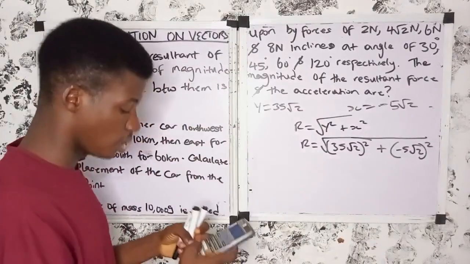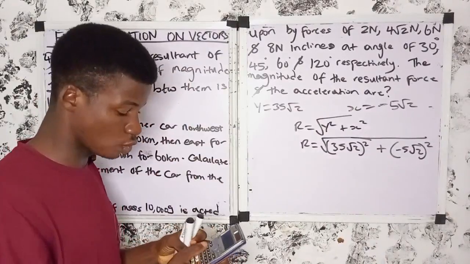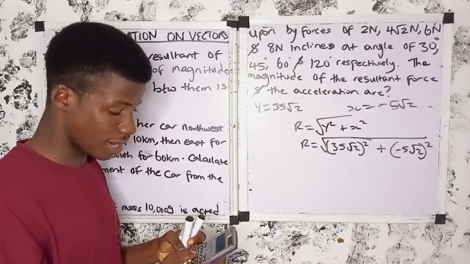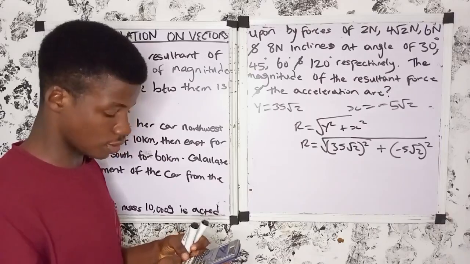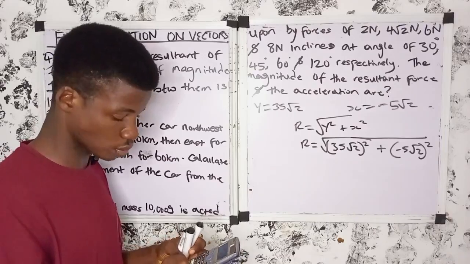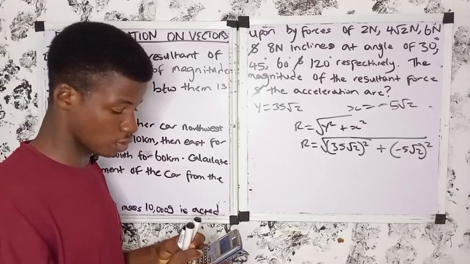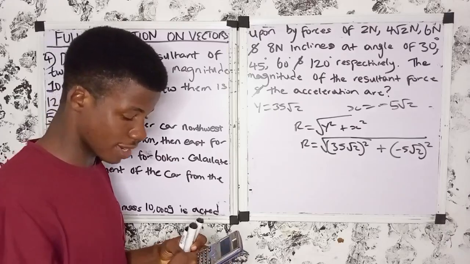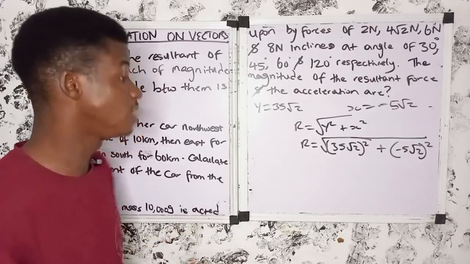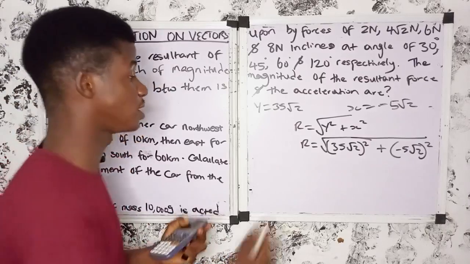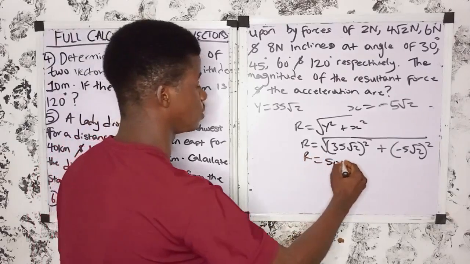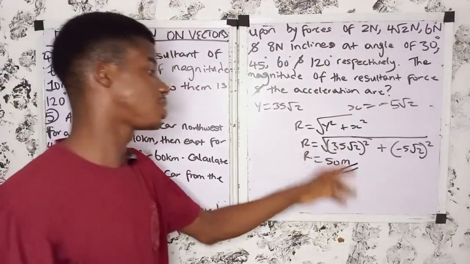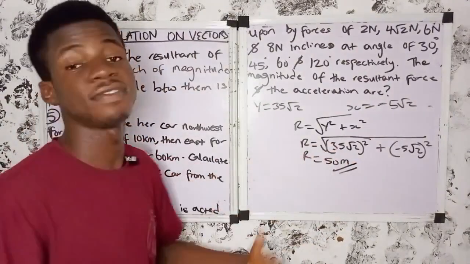So the square root of bracket open, 35 root 2, bracket close, all squared, plus bracket open, minus 5 root 2, bracket close, all squared. Now if we add everything, the resultant will be what? 50 meters. So when we calculate, the resultant is 50 meters.